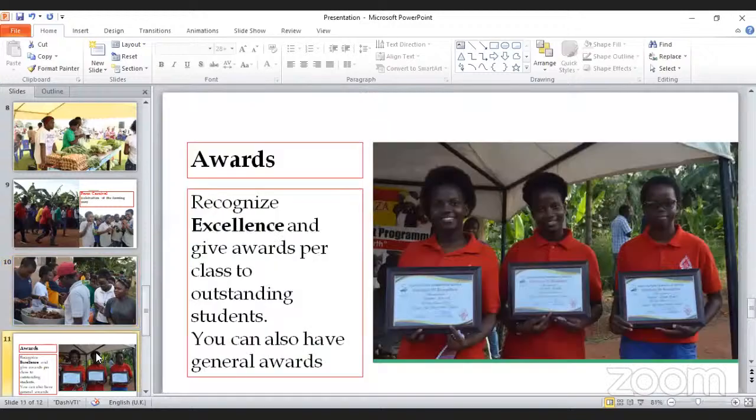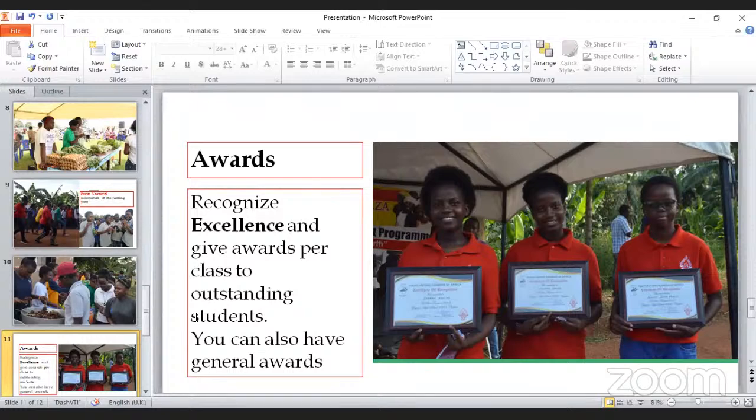But very critical is the awarding system. We need to recognize excellence. We have students that are so devoted to the projects that we implement. Now as schools, but also as a team, we need to award excellence. For example, these girls here, one of them was number one, the second one, and then the third one, in how the project was implemented. So we had the star farmer, and different names we call these people.